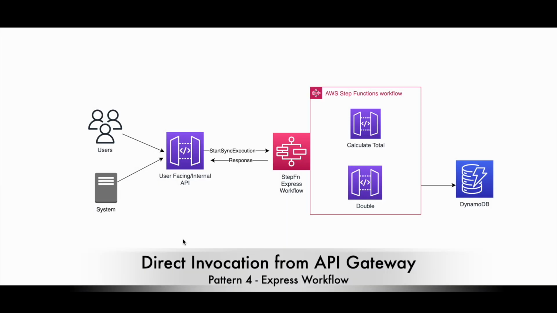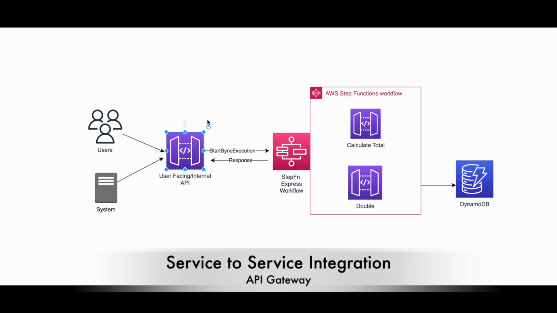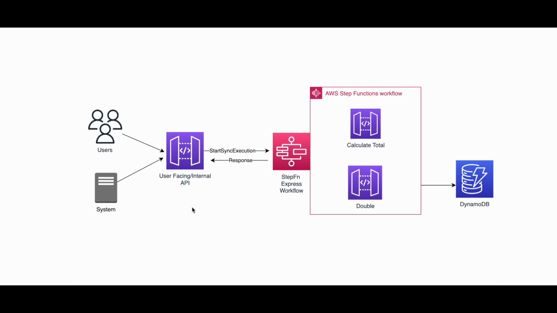In this pattern, we are going to invoke a Step Functions workflow directly from our user-facing or internal APIs. So we don't have a Lambda or SQS in between. What we can do here is use the service-to-service integration that is supported at API Gateway. So whenever users or other systems use your APIs, you can have a service-to-service integration with a Step Functions workflow, which could be standard or express.